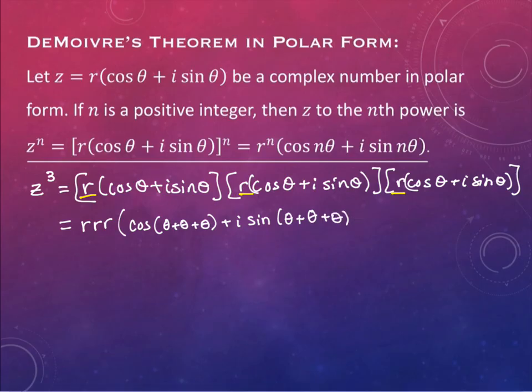Okay, so as I said, this is awkward, but if we have r times r times r, that's r cubed, right? And if we add theta plus theta plus theta, then that's 3 theta. And what we end up with is the exact same thing that we had up here at the beginning with n being 3, right? So we take whatever the power is to the first part, to the moduli, and then we multiply that power for the angles. Okay, everybody good? So we're going to apply de Moivre's theorem to the next one.